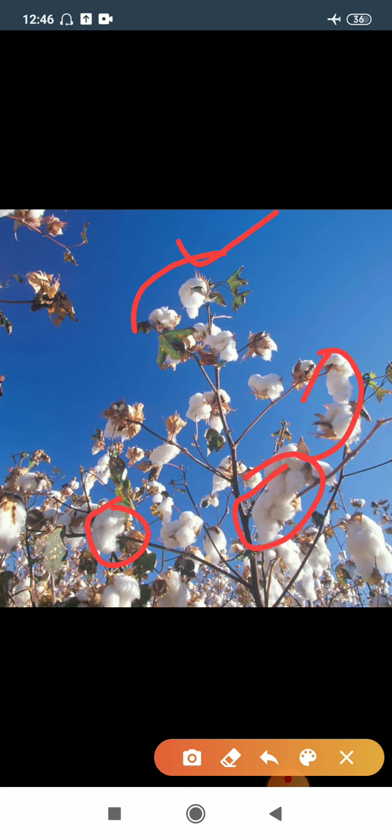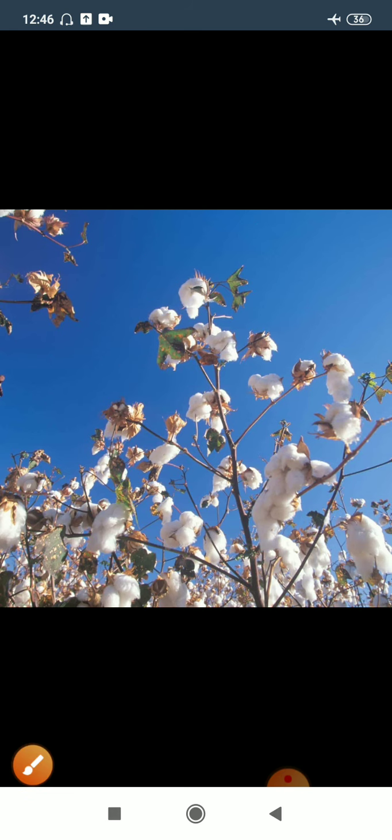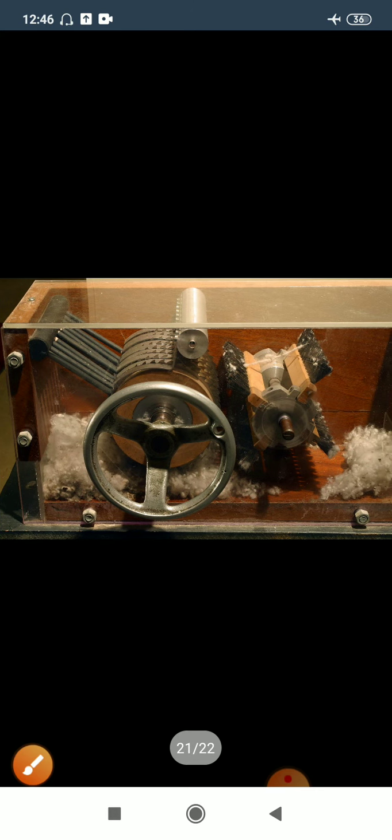Once these cotton balls mature, okay, and we can see these cottons are lying on the balls and on the seeds of the cotton plant. And after that, with the help of hands, we pick up these cottons and we separate these cottons from this plant.